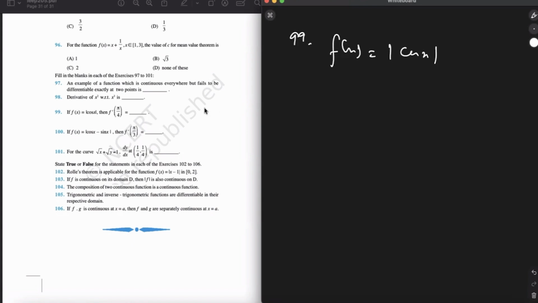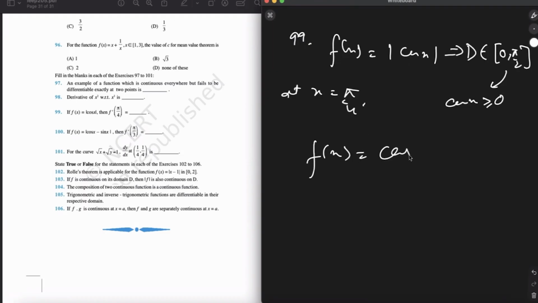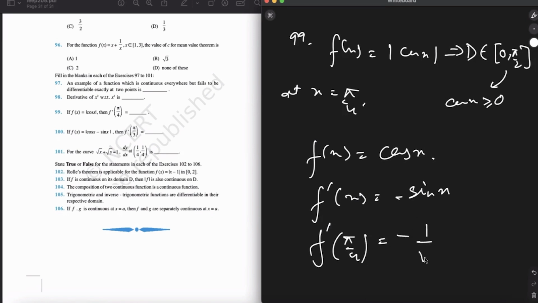We have to find f'(x) at x = π/4. If I restrict the domain, the domain is only from 0 to π/2. This is the domain where cos x will be greater than or equal to 0. So I can remove this mod because it is already positive. So cos x, now I can differentiate it. The derivative of cos x will be -sin x. If I put the value x = π/4, I'll be left with -1/√2. See, the function had a mod in it, but the answer came out to be negative.